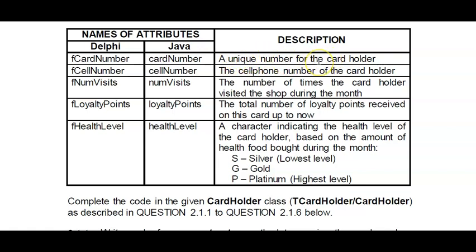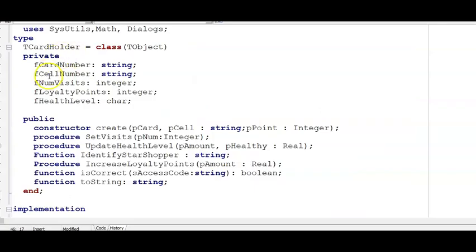There is a unique number for the card holder, but they don't tell us whether it is an integer, real, or string number. So that is something you would have to just double check in your class. Then the cell phone number that we would assume is a string, number of visits, and loyalty points, and then a health level of S, G, or P. So the card number was a string, and there's the cell number as a string, and these two as integers, and then the health level as a char data type.